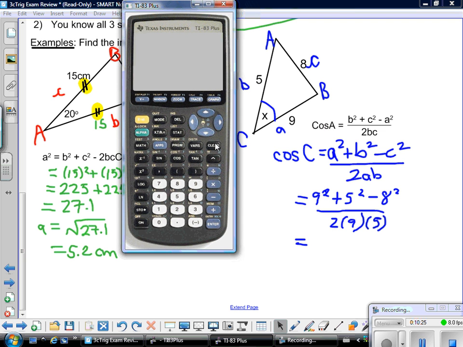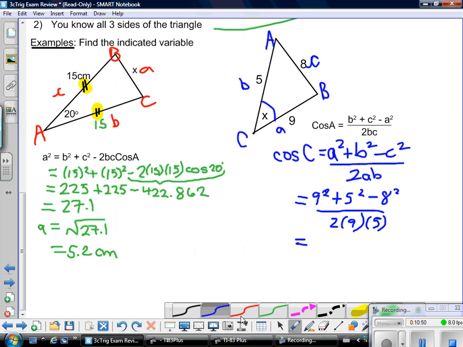So when we do that, we have 81 and we're adding 25. Sorry, we're adding 25. Just told you. Okay, so I'm going to delete that and insert a plus. And now I'm going to subtract 64. So that's my top numbers. So I end up with 42 on the top. So let's get our 42. And now we're going to calculate the bottom. So we have 2 times 5, which is 10 times 9, which is 90.